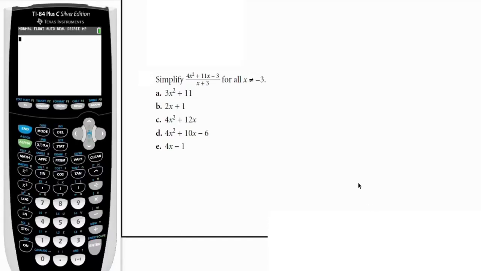In this video, we are going to learn how to solve this ACT math question easily and fast using the TI-84 Plus scientific calculator. Alright guys, this question is under long division of polynomials and is very easy to solve using the TI-84 Plus calculator. The question says: simplify this expression for all x not equal to -3.